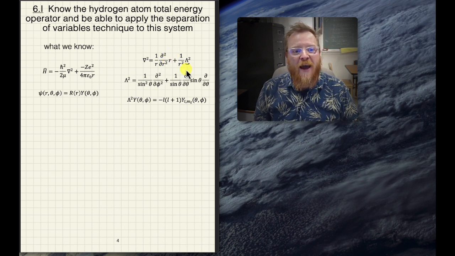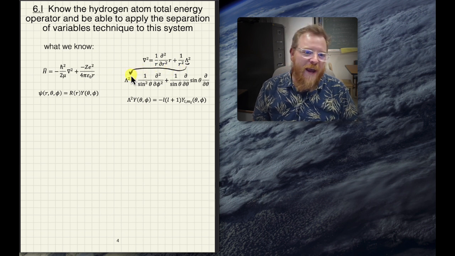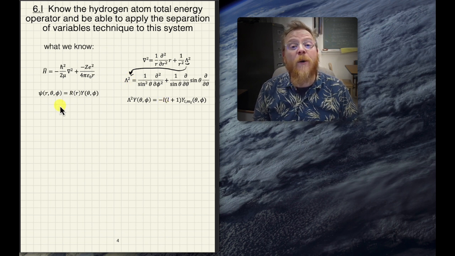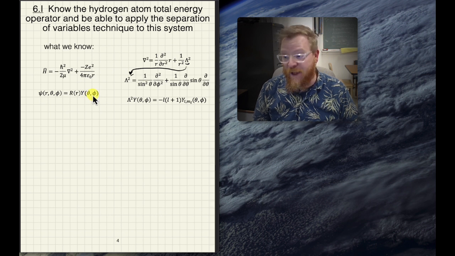And then, of course, we have the Legendrian, right? We can't think about that thing. Or we can think about it, but maybe we don't want to because of how complicated it is. So now in our separation of variables, we're going to separate the radial components from the angular components.